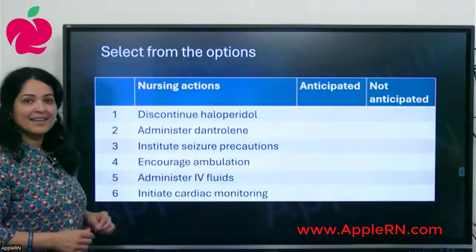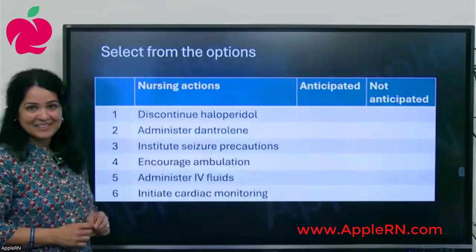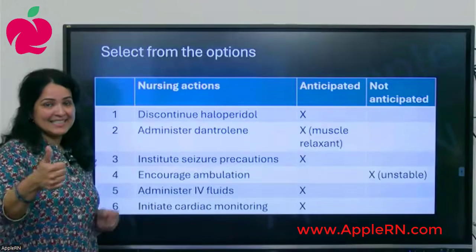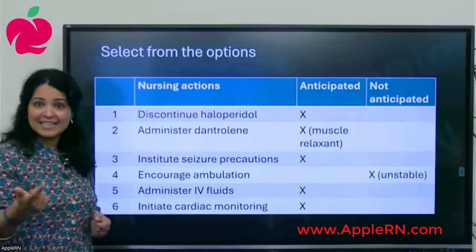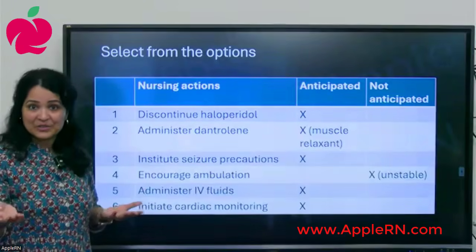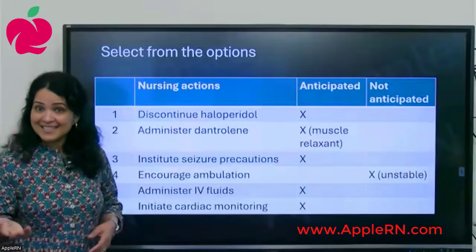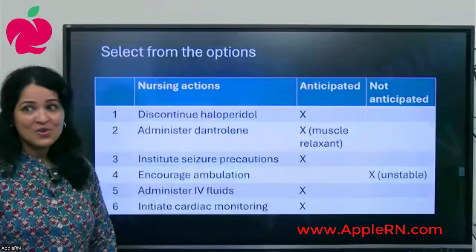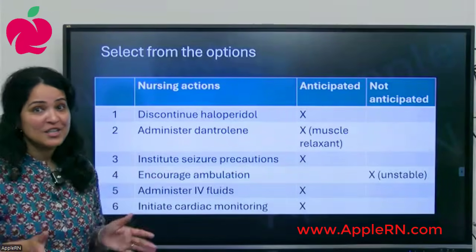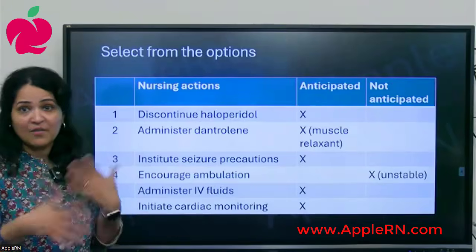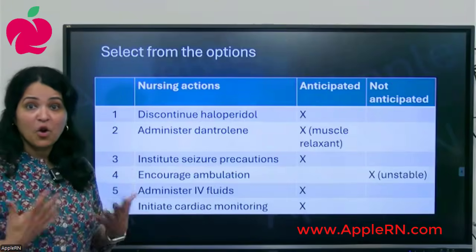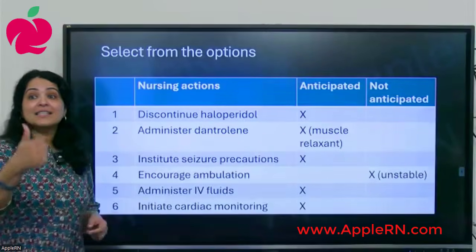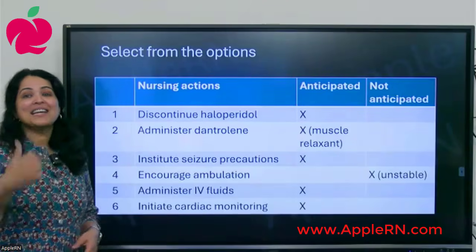Let's go back, and what is going to be our answers now? Let me show you the answers. Discontinue haloperidol, yes. Administer dantrolene, yes, because it's a muscle relaxant and it's good to do that. Seizure precautions, yes, obviously. Do we want to ambulate the patient? No, this is not the time to ambulate. The patient is not stable, right? There are a lot of life-threatening problems going on, and ambulation is not the right time to do it. IV fluids, yes. Cardiac monitoring, yes.